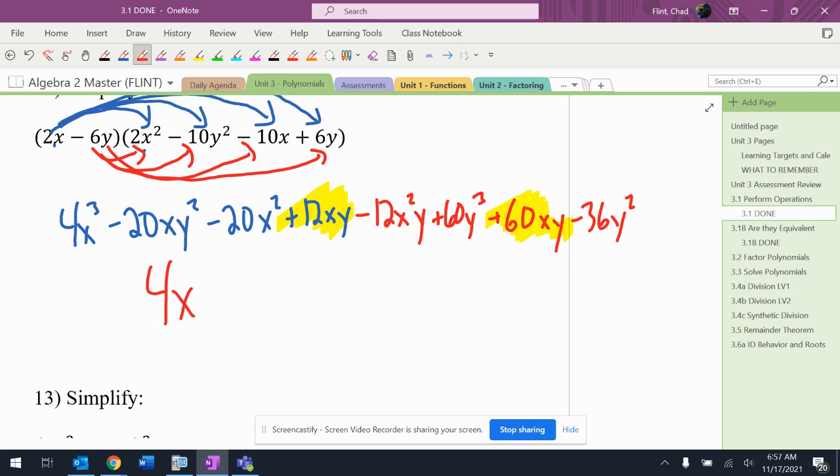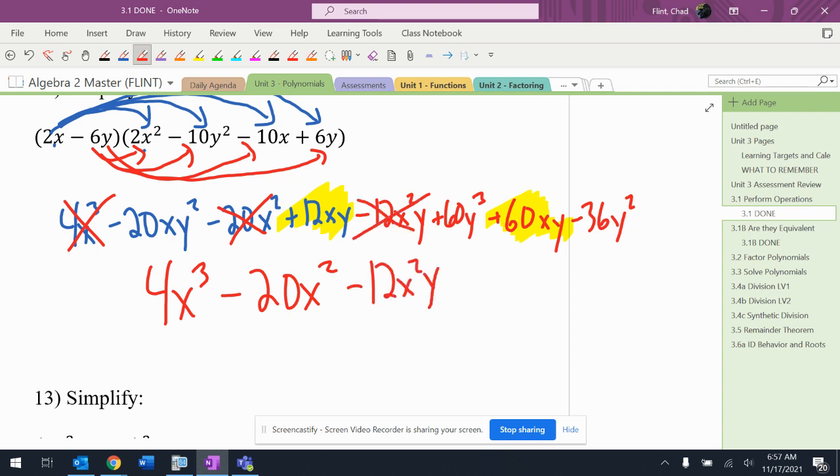All right, so 4x to the third. Cross that guy off. Let's see here. I got a minus 20x squared. All right, then let's put our next x squared term, minus 12x squared y. Then I've got positive 12xy and positive 60, so positive 72xy.